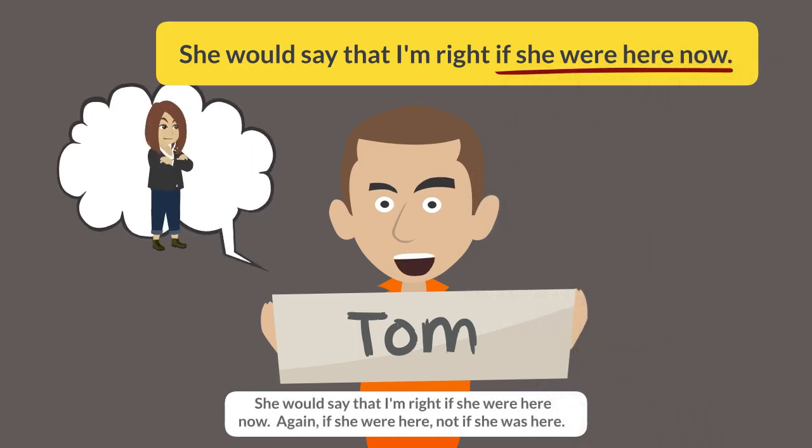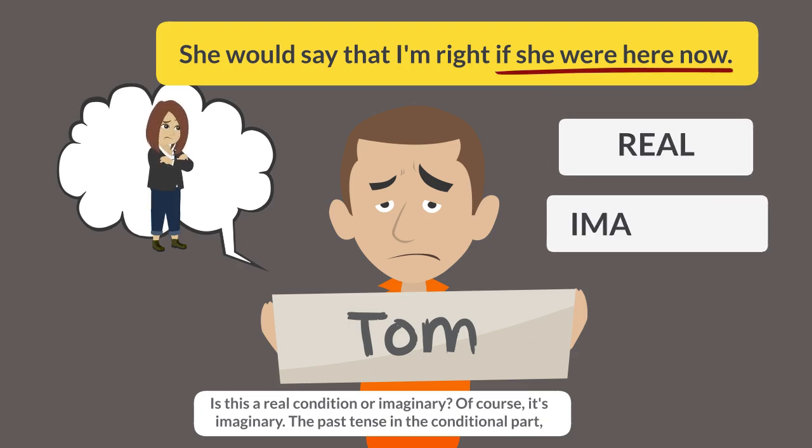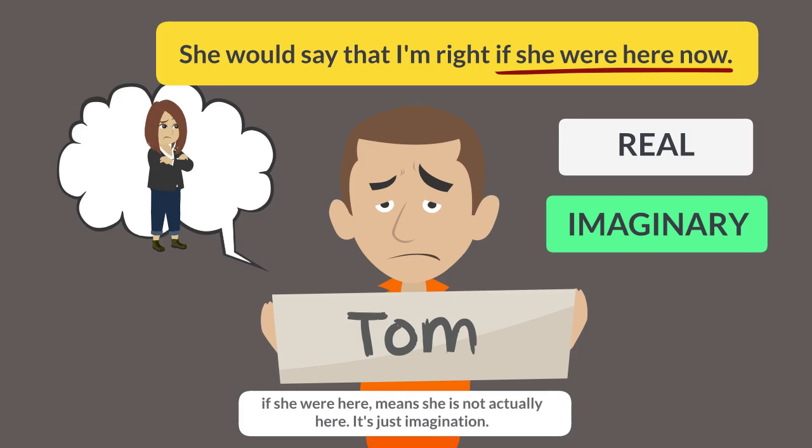She would say that I am right if she were here now. Again, if she were here, not if she was here. Is this a real condition or imaginary? Of course, it's imaginary. The past tense in the conditional part. If she were here means she is not actually here.